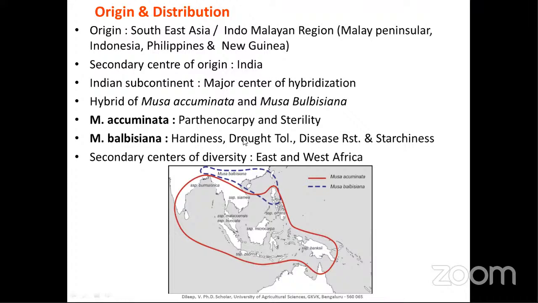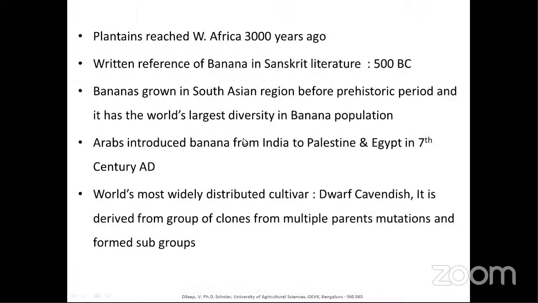So it is noted, based on literature, that the plantains reached West Africa. The plantains are cooking bananas. They reached West Africa from the Indo-Malayan region about 3000 years ago, and the written reference to banana in Sanskrit literature can be found in texts which date back to 500 BC. And bananas were grown in the Southeast Asian region even in the prehistoric period. I think this is an appropriate word to mention.